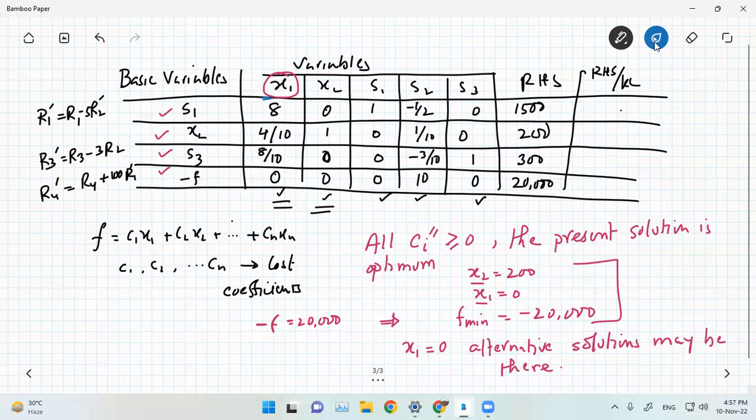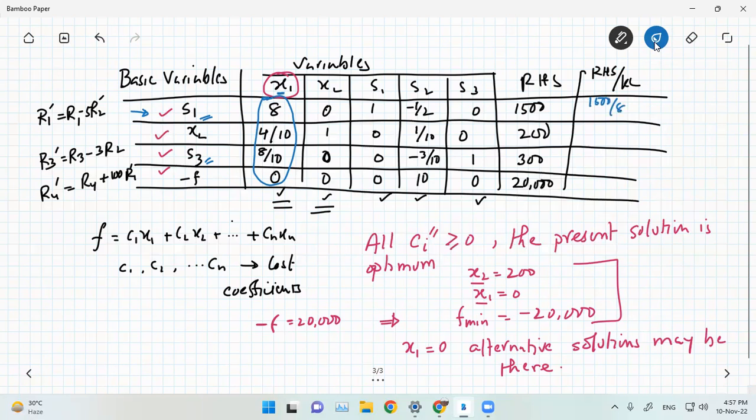So x1 will definitely enter, but we have 2 choices: either x1 can exit or s1 can exit. As the book has taken the example of S1, I'm also following that one, but you are requested to experiment with S3 as well. So if x1 is leaving, this should be your key column. And based on the key column, we have to find out the ratio, that is 1500 by 8.